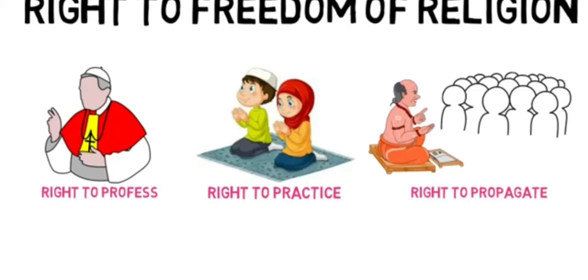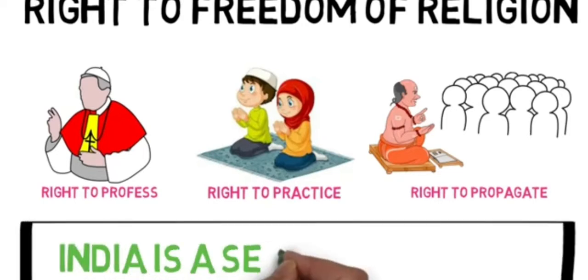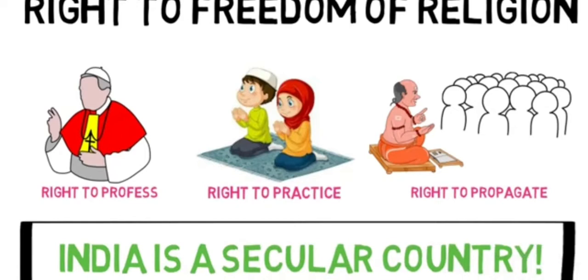That's why in India we can see a church as well as a mosque along with Hindu and Jaina temples. Religious diversity is possible in India because of right to freedom of religion. It reflects India as a secular country where every citizen has the freedom to profess, practice, and propagate any religion.